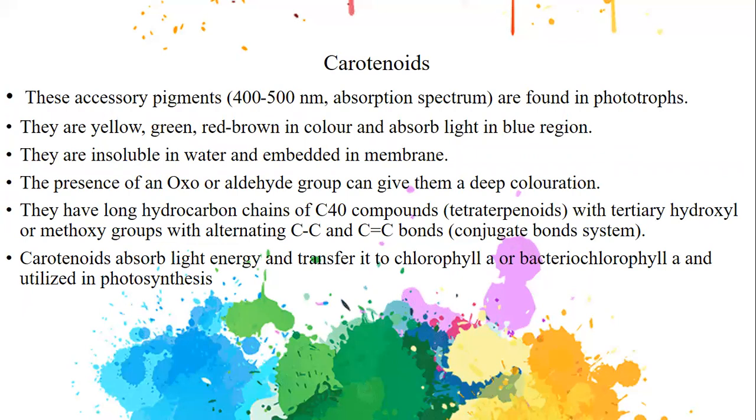They are yellow, green, red, brown, and the groups are right in the blue range. These are insoluble in water and embedded in the membrane. The presence of an oxo or aldehyde group also occurs, and they have C40 hydrocarbons. The structure can be tetrahedral also. Carotenoids absorb light energy and transfer it to chlorophyll and bacteriochlorophyll, and it is utilized in photosynthesis.